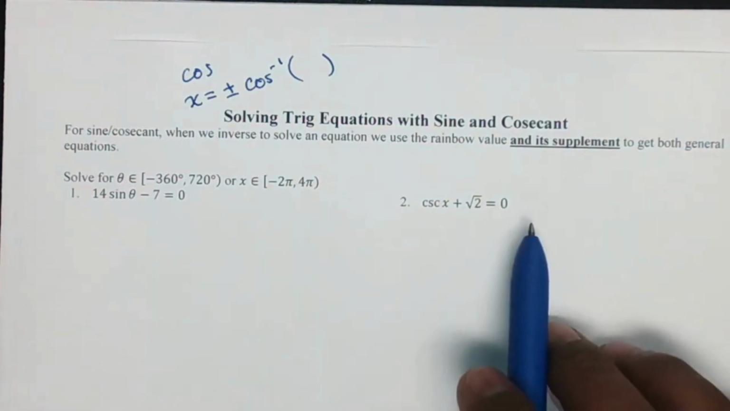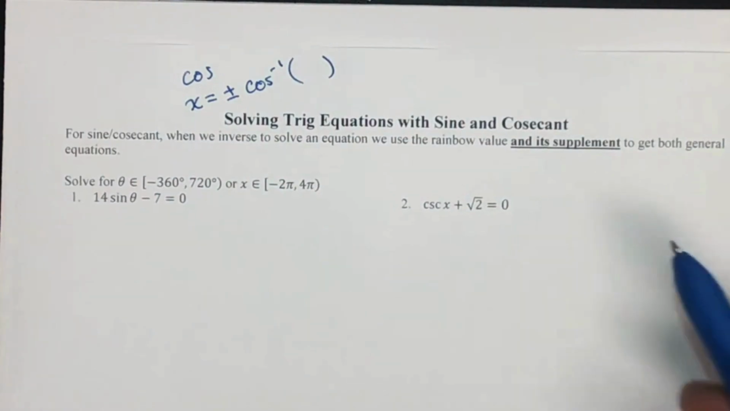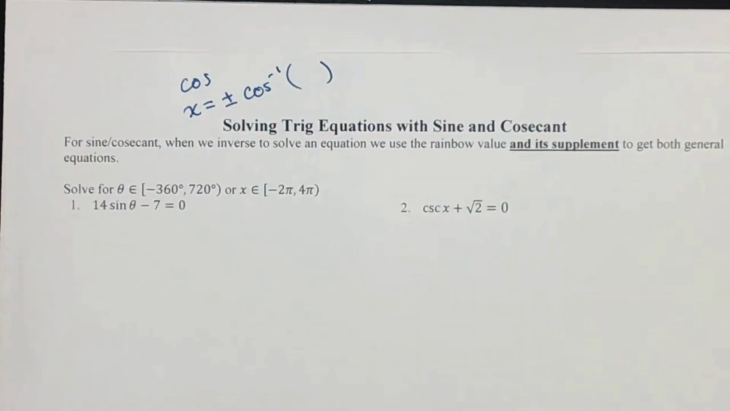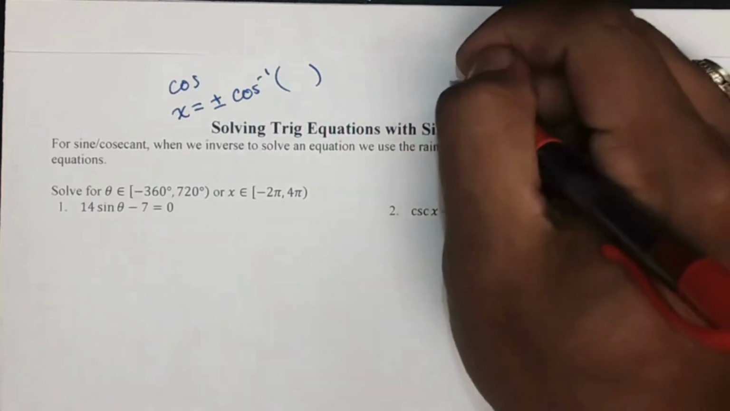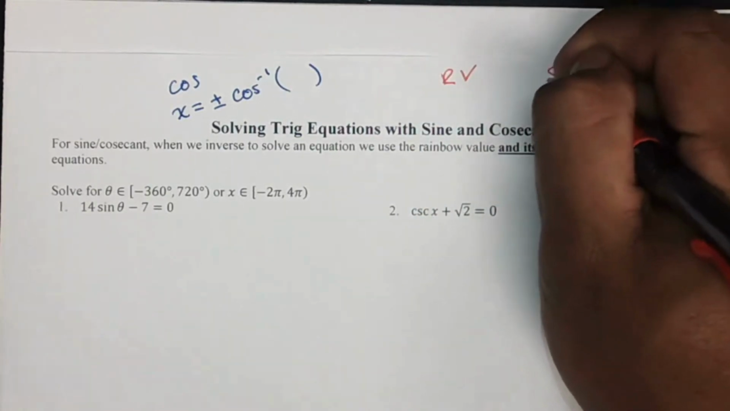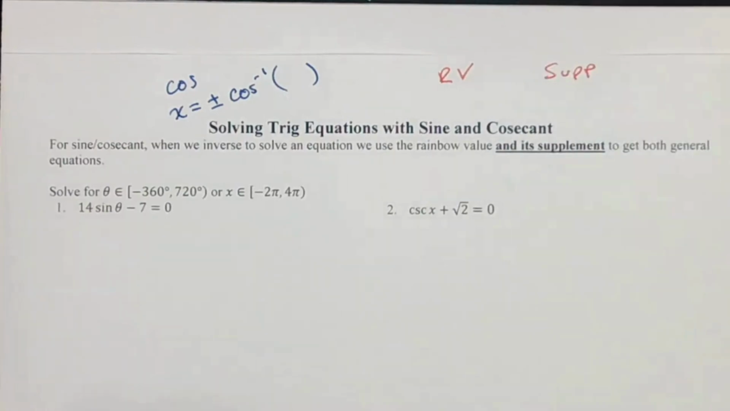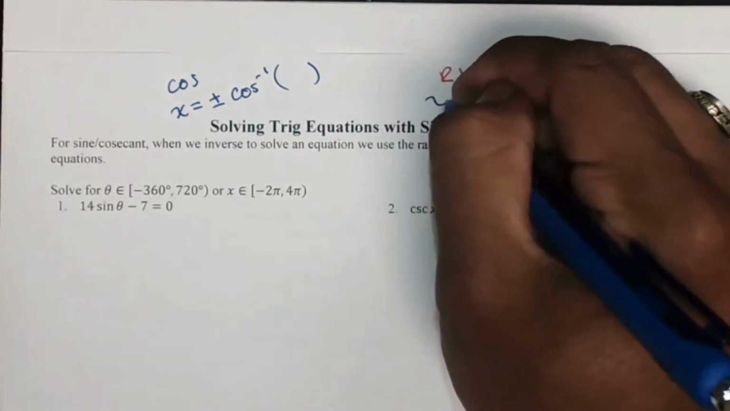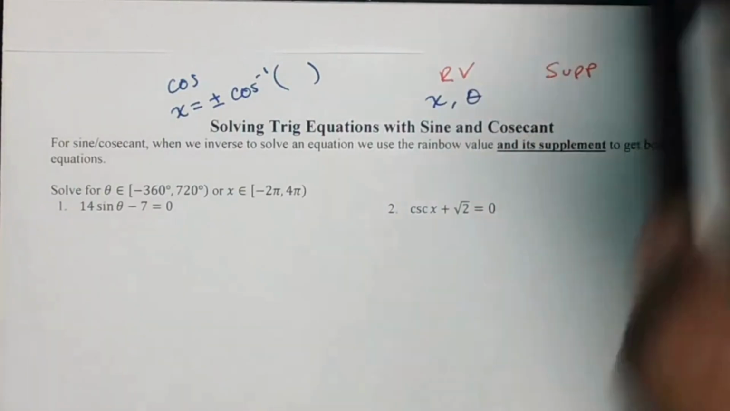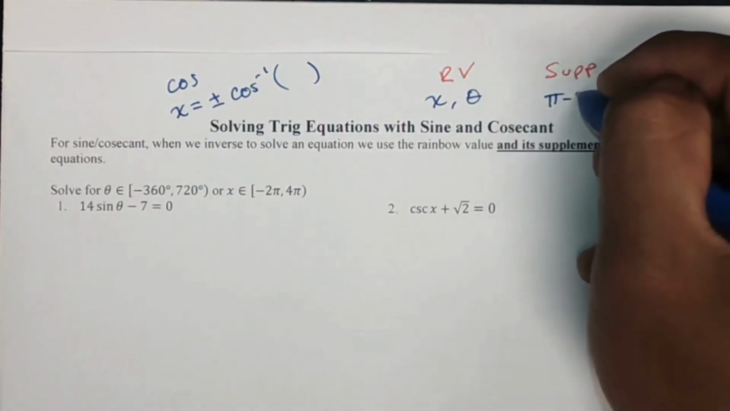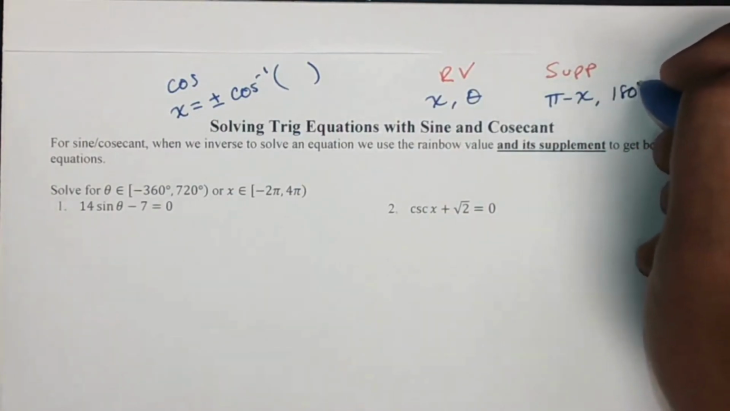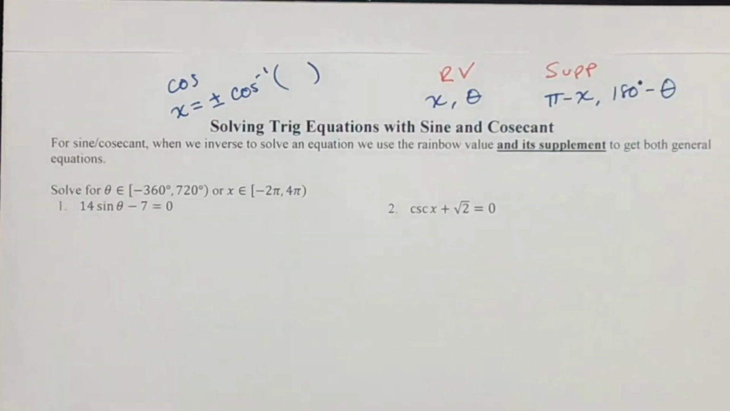Well, with sine and cosecant, when we were asking you what are all the answers for sine and cosecant, what we would do is we would have a rainbow value, and I'm just going to use RV for that, and its supplement. So the rainbow value is either x or theta, depending on if we're in radians or degrees. And then the supplement is, in radians, pi minus that, or 180 degrees minus the theta. And it always has to be in that order. That's how we find the supplement.